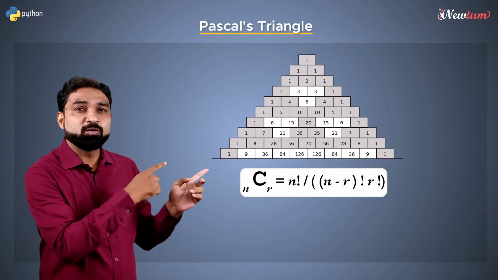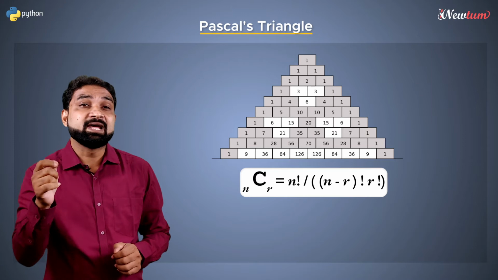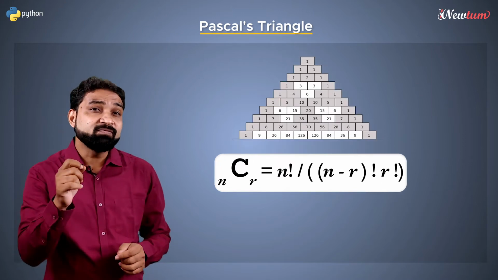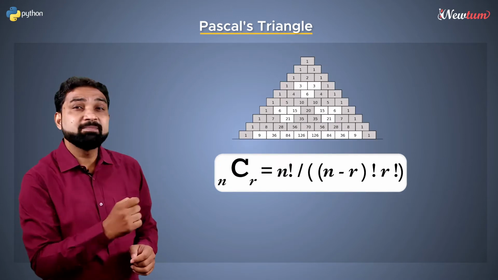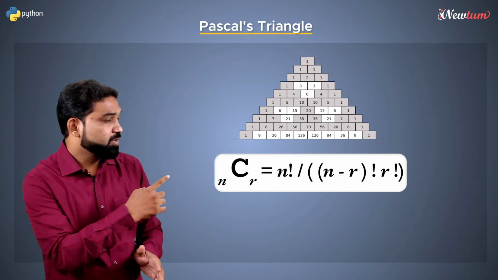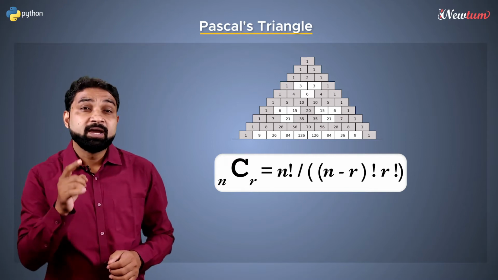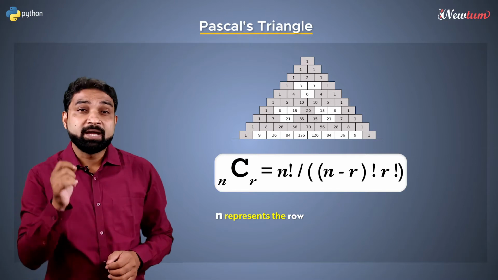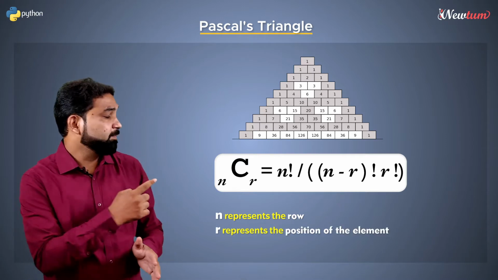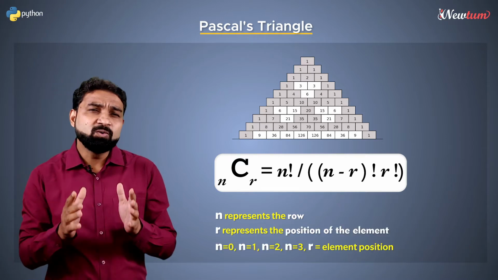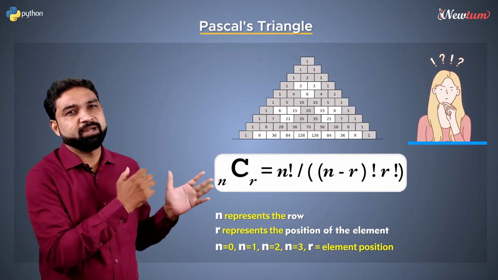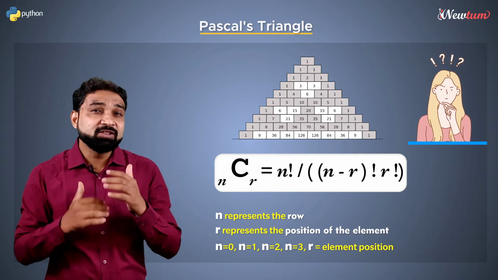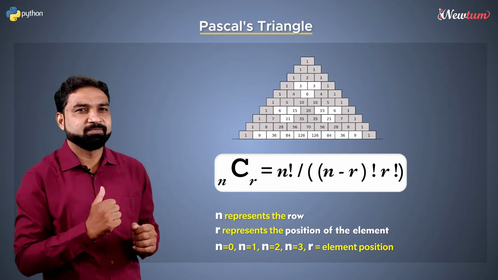So, this is the formula to find the Pascal triangle element. That is n factorial divided by n minus r factorial into r factorial. Here, n represents the row and r represents the position of the element. I know for many it seems complicated, but after writing the program, it will be a bit easy.